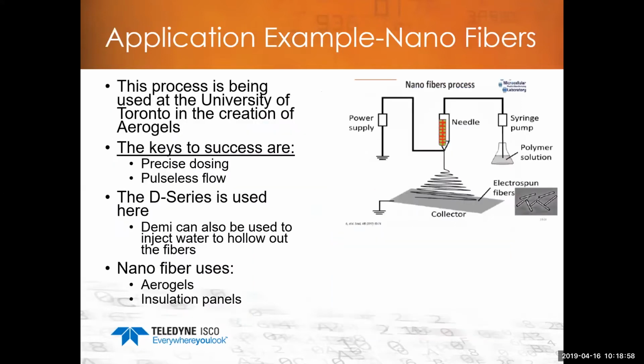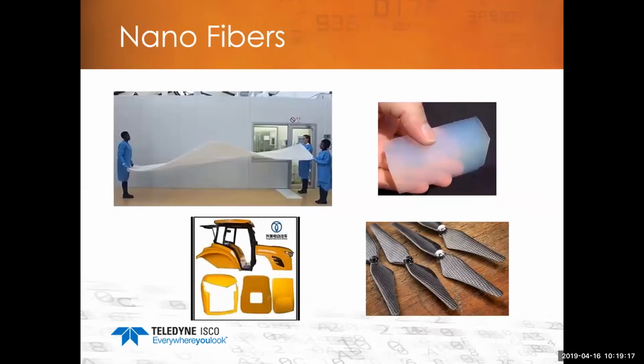Another application is, at the University of Toronto, when they're creating aerogels, they're using the D-series to pump the polymer through a needle. Very, very precise, steady flow, which is very important to the creation of these fibers. And they're used all across the board. You look at some applications here, they're used in just flexible materials. The creation of those, like boat impellers or something like that, or the design of cabs for tractors. You're reinforcing the material, adding carbon fibers or something of that sort into the material to make it stronger. And the pumps are being used now for that.